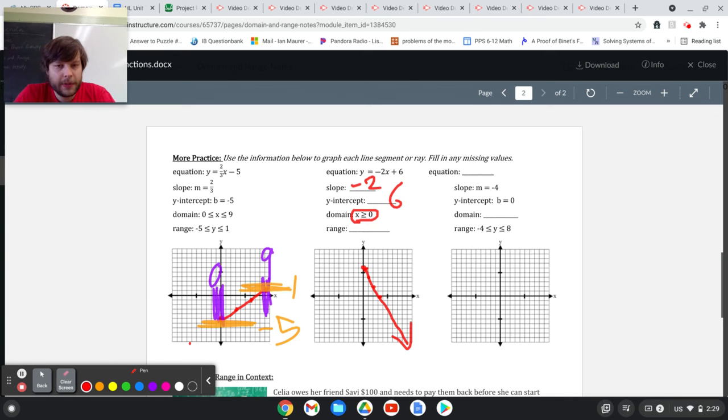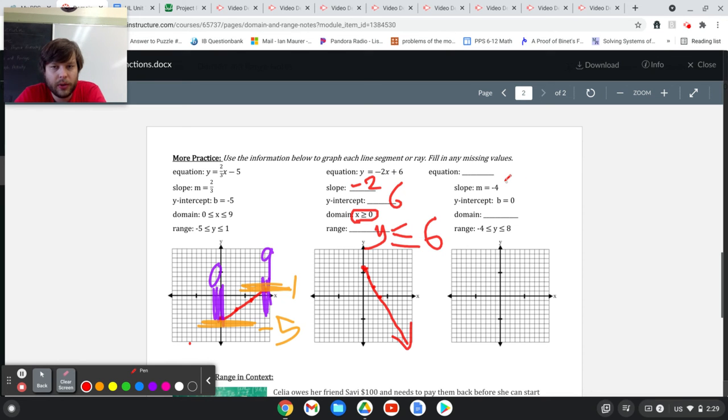The range is bottom to top, but in this situation, there is no bottom. The line continues down forever. So if there's no bottom, we can only describe the top. And the top of the graph is 6. So I'm going to say y is less than or equal to 6. That's the range because it starts at 6 and goes down. So all the y values are less than or equal to 6.